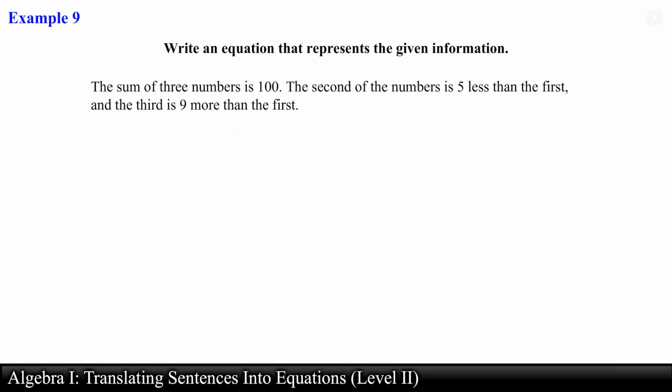The sum of 3 numbers is 100. The second of the numbers is 5 less than the first, and the third is 9 more than the first. Alright, when dealing with these types of problems, it's okay to read it over and over again until you completely understand it. We are definitely provided with various pieces of information. Let's break it apart and look at each sentence systematically. We know that we are going to add 3 numbers, and that their sum is going to equal 100. So we need to determine what those 3 numbers are.